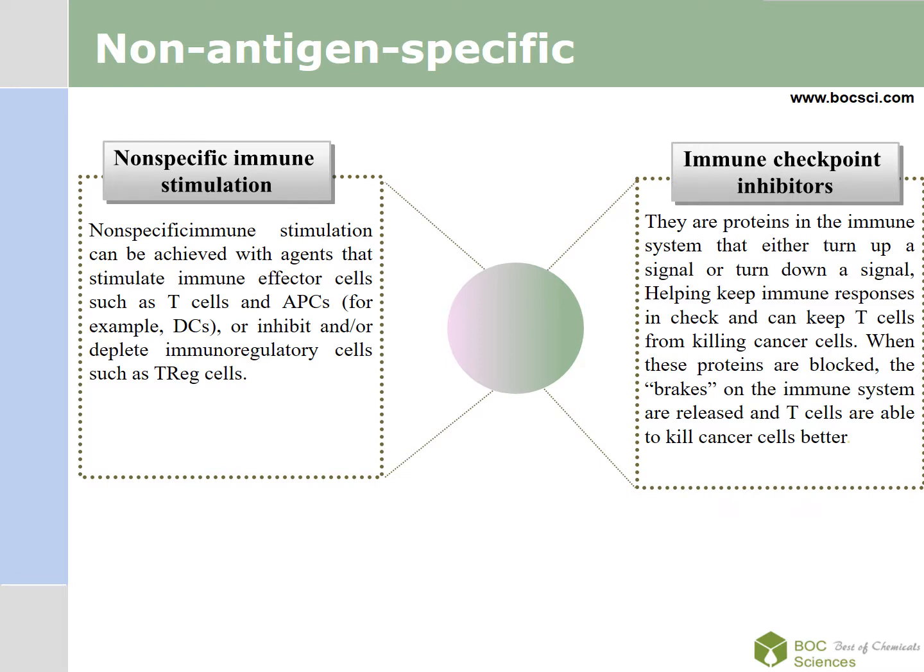Non-specific immune stimulation can be achieved with agents that stimulate immune effector cells such as T-cells and APCs, for example, DCs, or inhibit and/or deplete immunoregulatory cells, such as Treg cells.